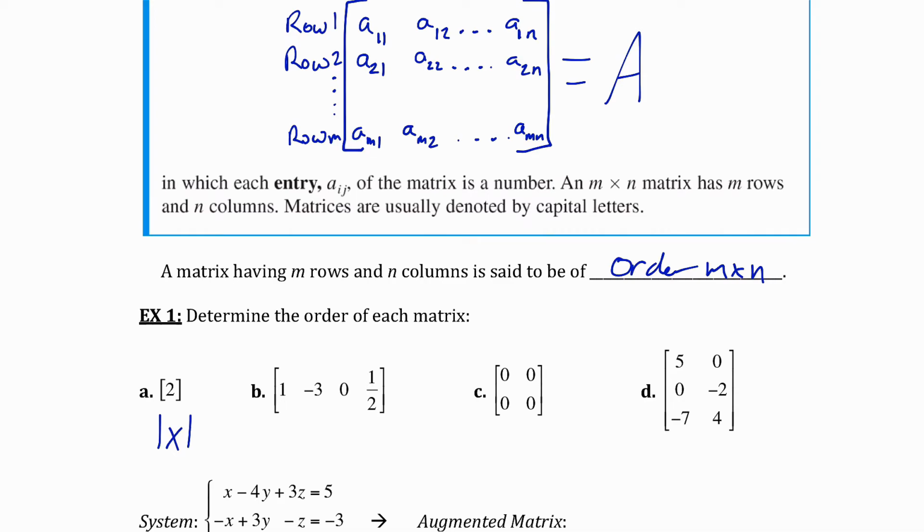So we're going to say it's a 1 by 1. The second one has 1 row and 4 columns, so we're going to say it's a 1 by 4. Take a few moments to see if you can identify those other ones. So pause the video. And we're back.